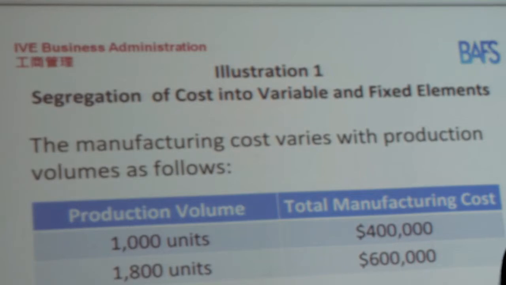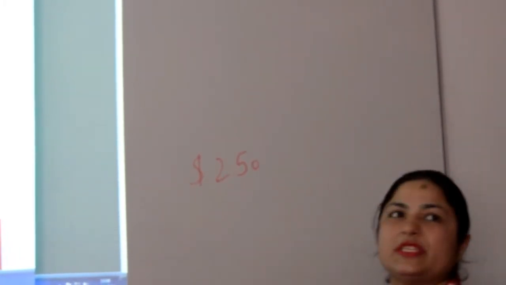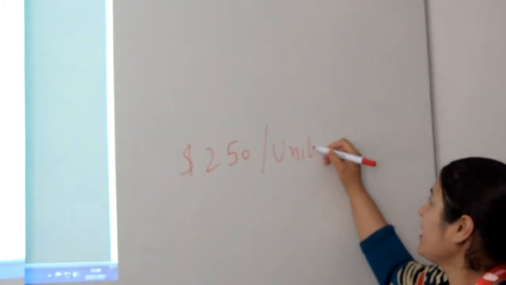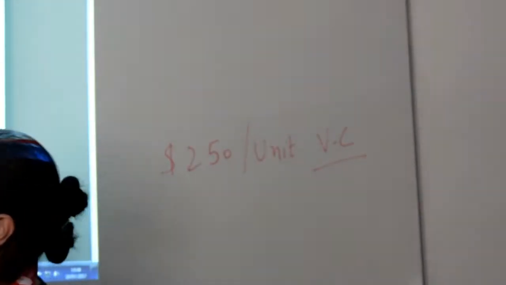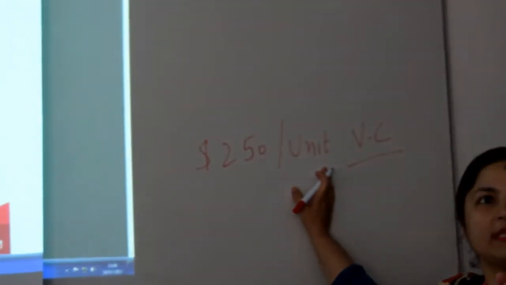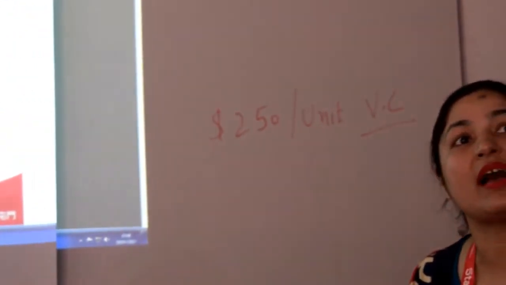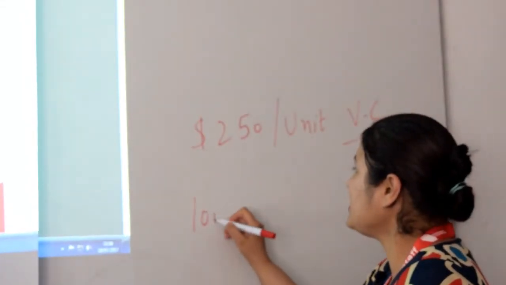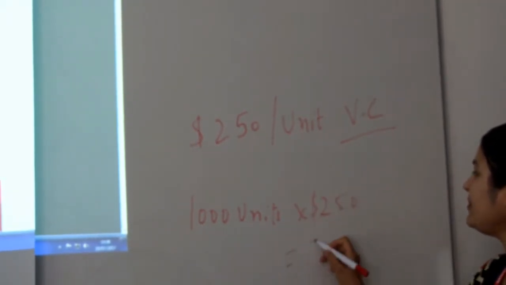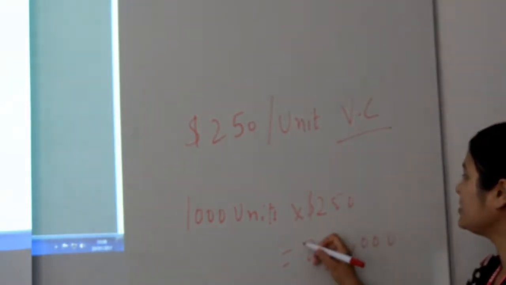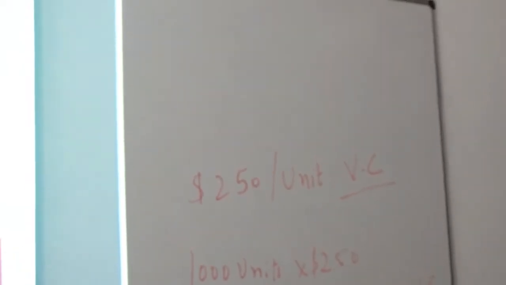I'm going to put something on the board to make it more clear to you. We are happy with $250, which is per unit, and it's a variable cost. Now, if this is for 1 unit and I have produced 1,000 units, how much is the variable cost I have incurred? I would say 1,000 units times $250 will give me $250,000 as the variable cost for 1,000 units.